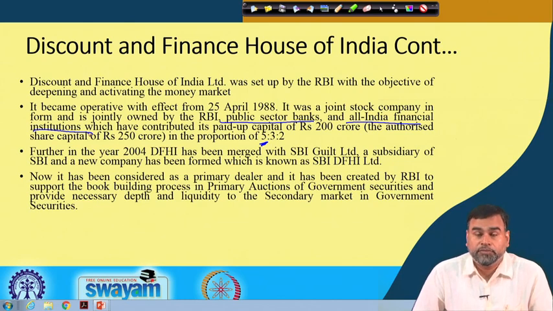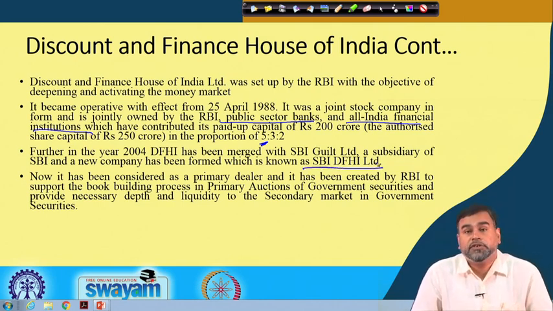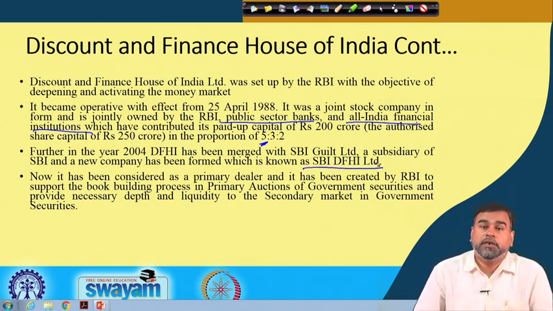Further, in 2004, the DFHI was merged with SBI Gilt Limited, a subsidiary of State Bank of India, and now it is working as a new company known as SBI DFHI Limited. So, the name of the DFHI has been changed because it has been merged into SBI Gilt Limited, which is a subsidiary of the State Bank of India. Now, it is called SBI DFHI Limited.